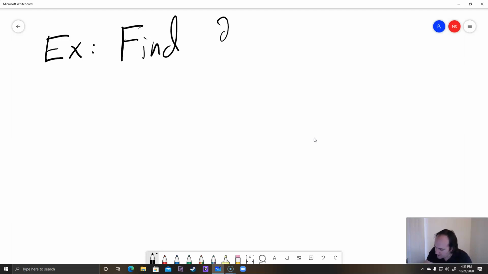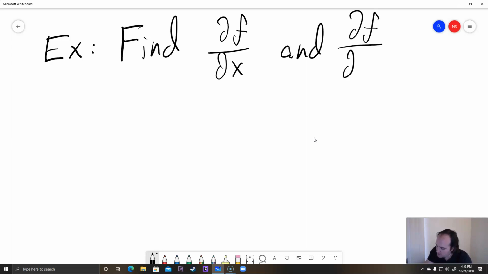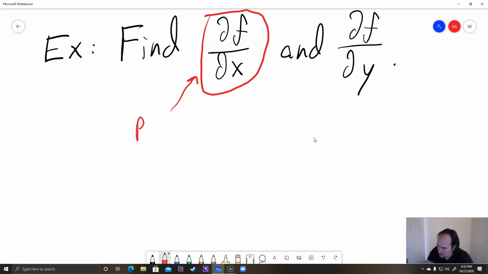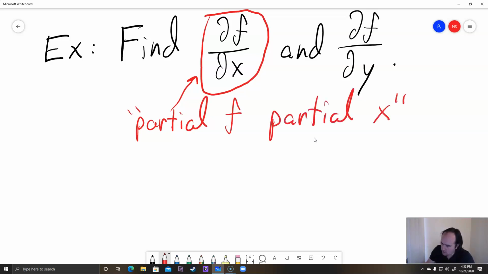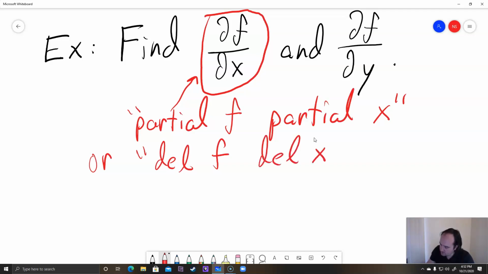Find partial f, partial x, and partial f, partial y. So the way I'm saying it is one way of saying partial derivatives. So you can either say partial f, partial x, or some people say del f, del x, and they call it del because that little thing that looks kind of like a D, but not exactly a D. I believe it's a Greek letter called del, and that's the same as the partial derivative.